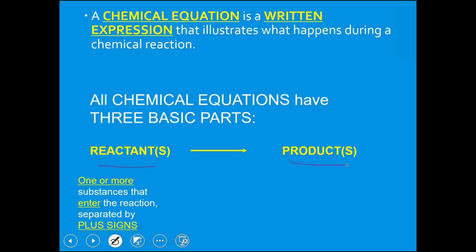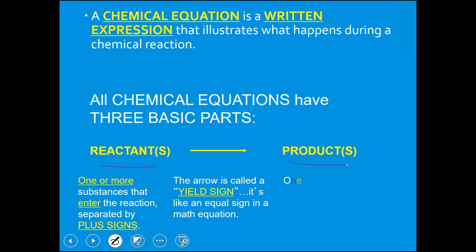Reactants are one or more substances that you start with. So they're the starting materials. If I have more than one, I use a plus sign to separate them. The yield sign, or the arrow, is an equal sign for us. And we'll learn how that's equal a little bit later.